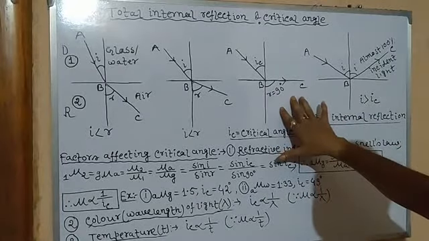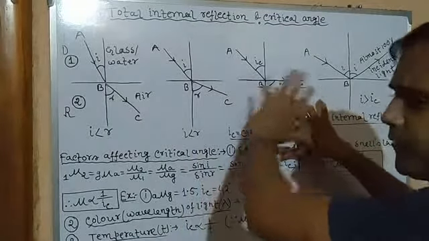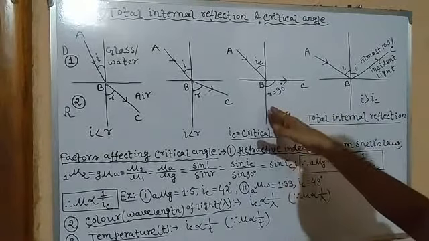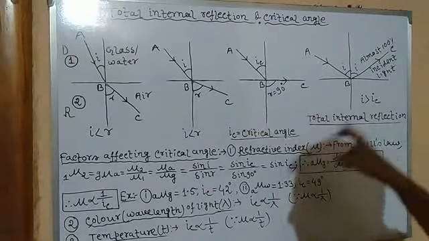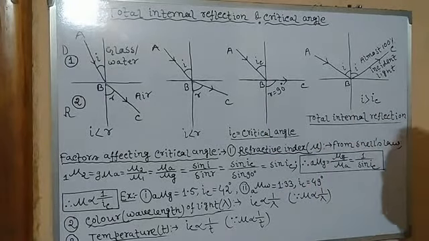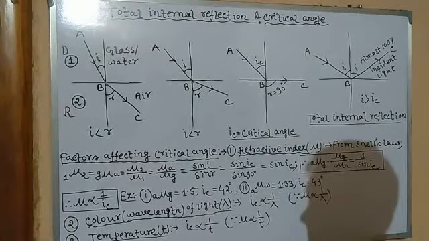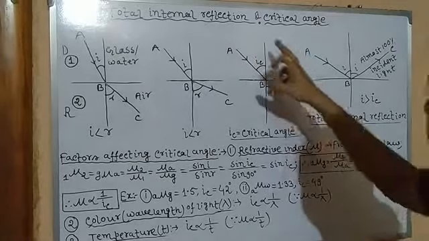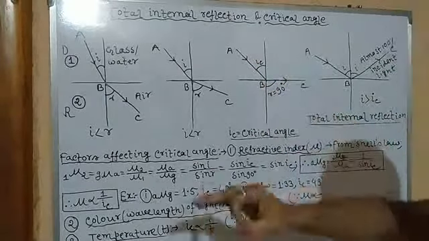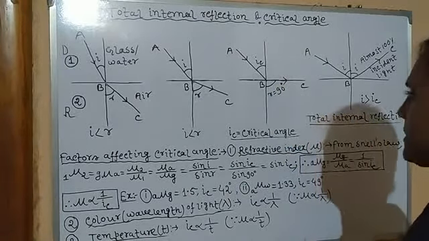So in this case there is no refracted ray in the second medium. The refracted ray is just grazing the surface, just kissing the surface, and passes in the direction BC. So far it was i, but here it is iC. This angle is called the critical angle. So we got a new term, the critical angle, and the value of the angle of refraction is 90 degrees.